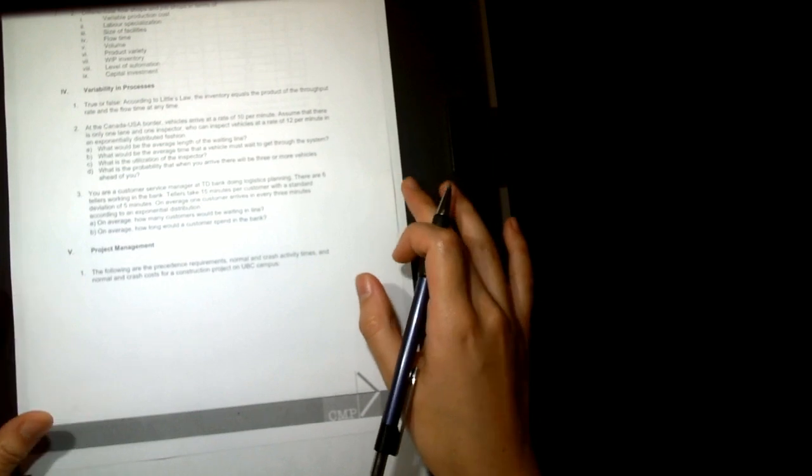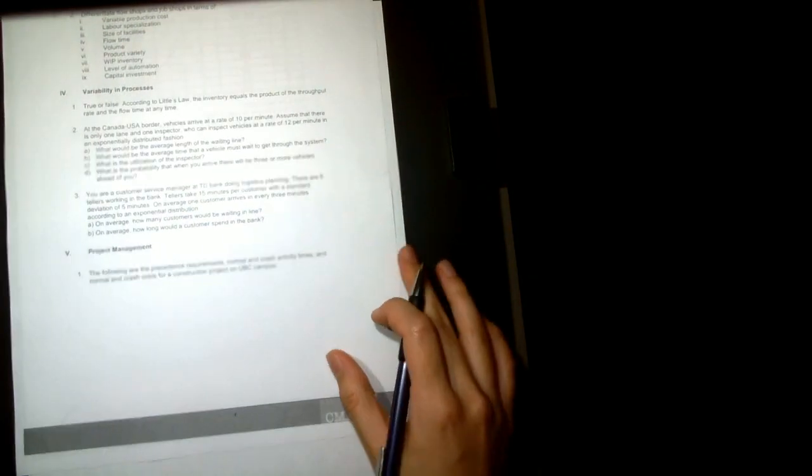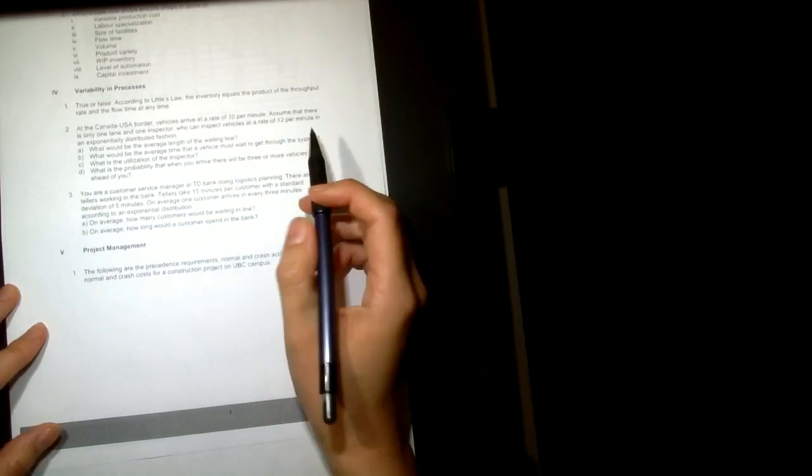Okay, so I'm going to get started with the fourth section. There's only variability in processes and then project management left. So we're going to start with the true and false question. According to Little's law, the inventory equals the product of the throughput rate and the flow rate. The key here is the "at any time." So is that true or false?